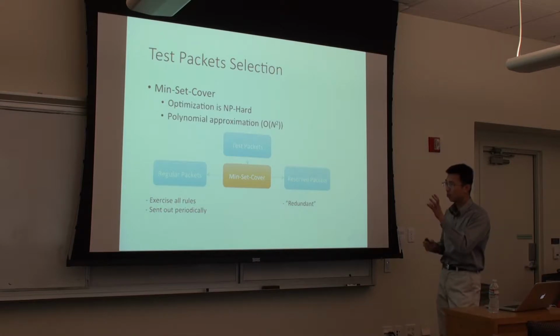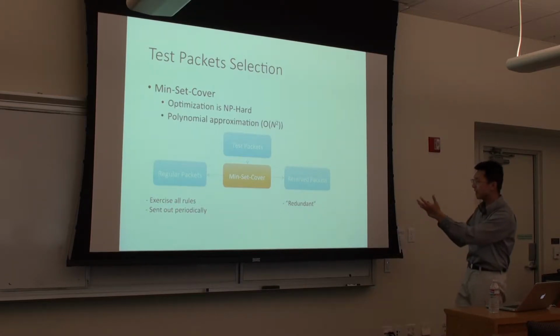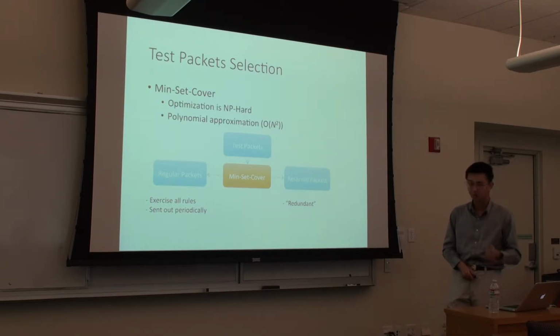Regular packets, if we send them out periodically, can cover all the rules within the network and make sure the forwarding state is okay. The reserved packets are simply redundant here, but they'll be useful for localization, which I will describe next.